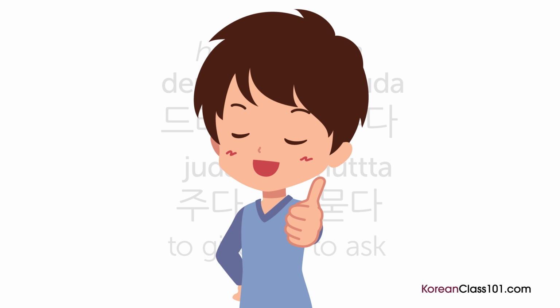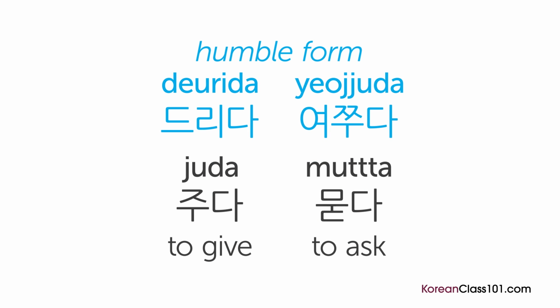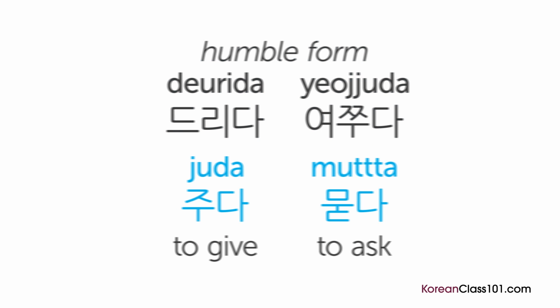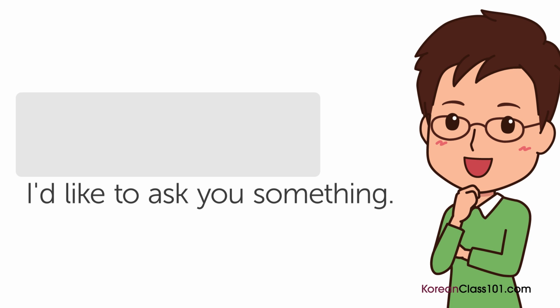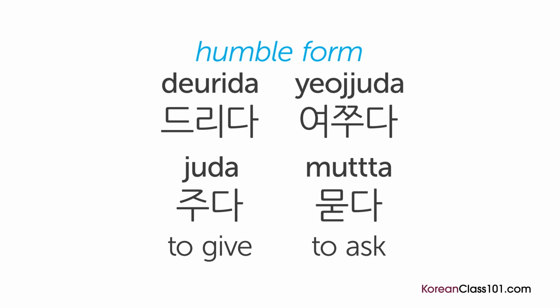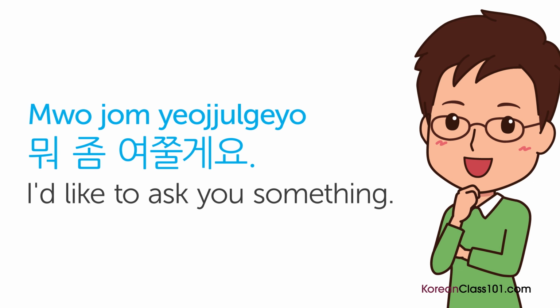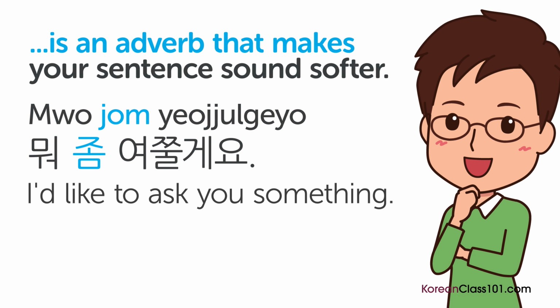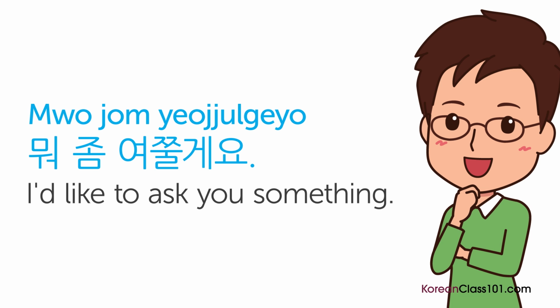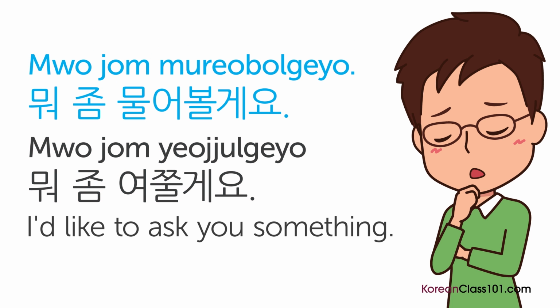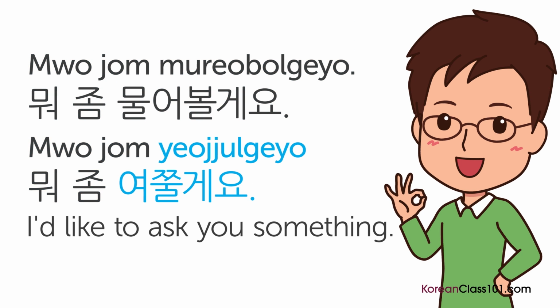Let's do some examples so you can learn how to use the humble forms of these verbs correctly. Let's say you want to ask a professor a question. How do you say, I'd like to ask you something? To show respect to your professor, you should use the humble form of to ask, 여쭈다, and say, 뭐 좀 여쭐게요. 좀 is another word that makes your sentence sound softer. It sounds more polite than saying, 뭐 좀 물어볼게요, because it uses the humble verb.